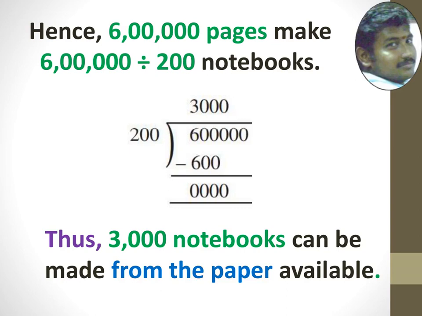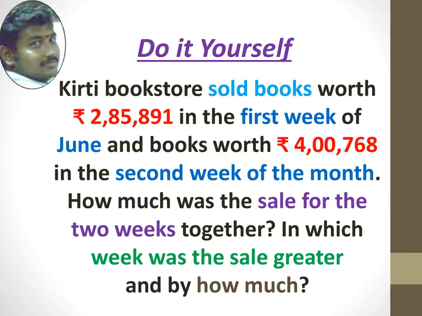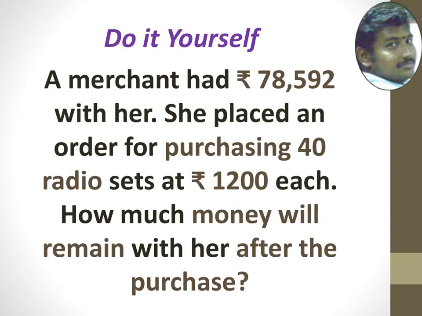Hope you got it. This question has two operations: one is multiplication, another one is division. Here are questions for you. You can do it yourself. Kriti's bookstore sold books worth 2,85,891 in the first week. Second week 4,768. How much was the sale for the two weeks together? In which week was the sale greater?